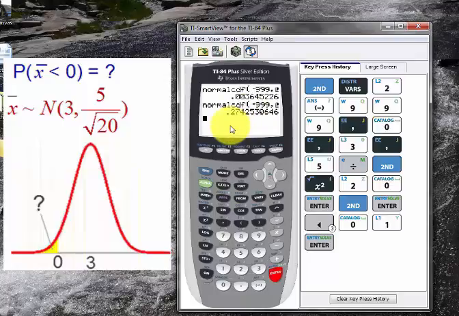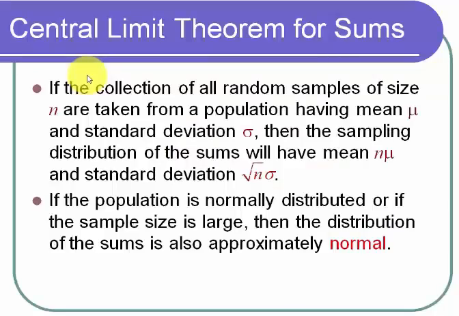So now let's go back and talk about a couple more details of the central limit theorem. Okay, what we have already done is we've looked at the probability that x bar will be less than a number, or greater than a number, between numbers, however that might be. Sometimes instead of an average, you're more interested in the total instead of the average. So it turns out that if the collection of all random samples of size n are taken from a population having mean mu and standard deviation sigma. So we're looking at the sampling distribution. But now we want to look at the sampling distribution of sums.